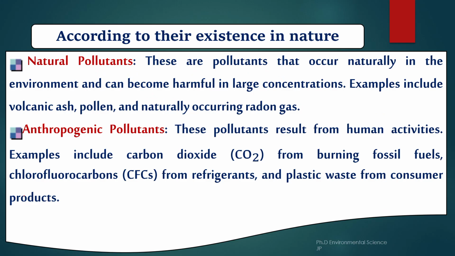The second categorization is according to the existence of pollutants in nature. First is natural pollutants, meaning the pollutants which occur naturally in the environment, and if they are present in large concentrations, then they can become harmful. For example, volcanic ash, pollen, and naturally occurring radon gas.